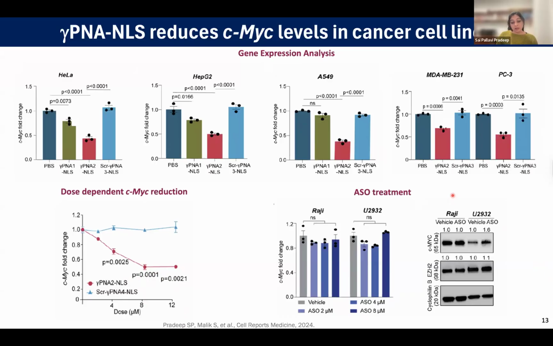In order to check if our treatment was specific to the DNA, we also purchased ASOs that had the same sequence as the PNA. And when we treated cells with the ASOs, we observed that there was no reduction in the c-Myc mRNA, which would mean that sequence was not present on the c-Myc mRNA, and hence we were not observing any reduction. And this result was the same in the protein analysis that we did.